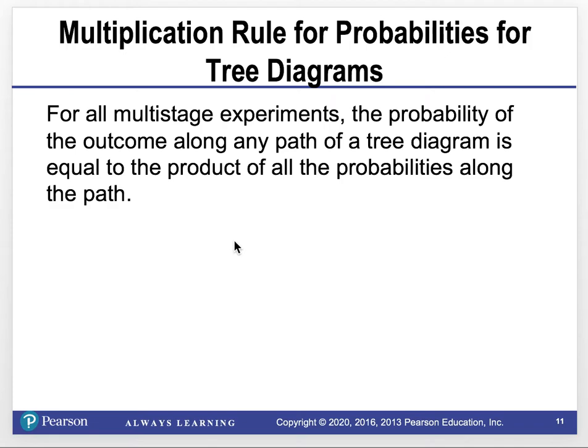Okay, for all multi-stage experiments, the probability of the outcome along any path of a tree diagram is equal to the product of all the probabilities along the path. That's what we've already said. We're just multiplying each probability along the path.